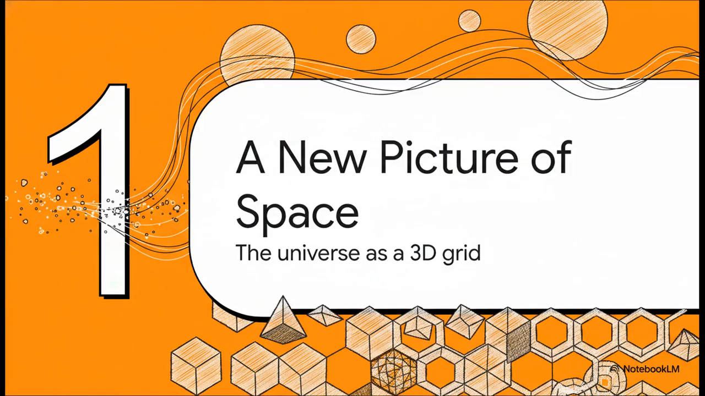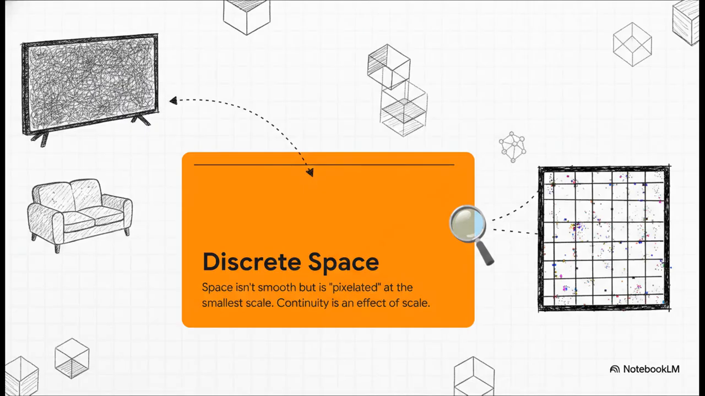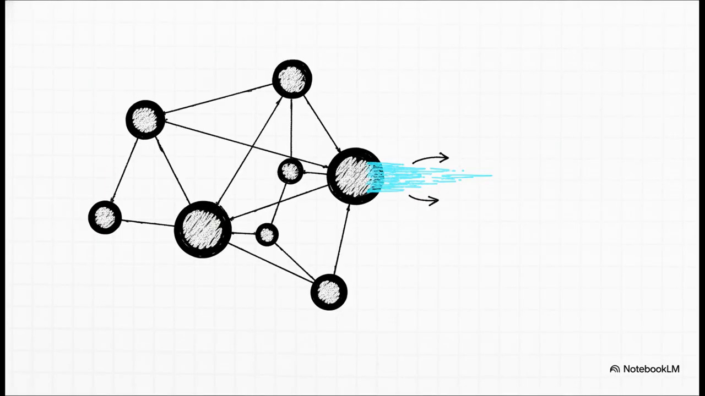Right, so, a new picture of space. What does that actually mean to say the universe is a 3D grid? Let's break down what this new foundation really looks like. Okay, think about it like this. You're looking at a super high-res TV screen from across the room. It looks totally smooth, right? A continuous picture. But if you walk right up to it, and I mean get your nose right on the glass, you see it, the individual pixels. This theory is basically saying that reality itself is just like that. At our scale, it looks smooth and continuous, but if you could zoom all the way in, you'd see that space is pixelated.